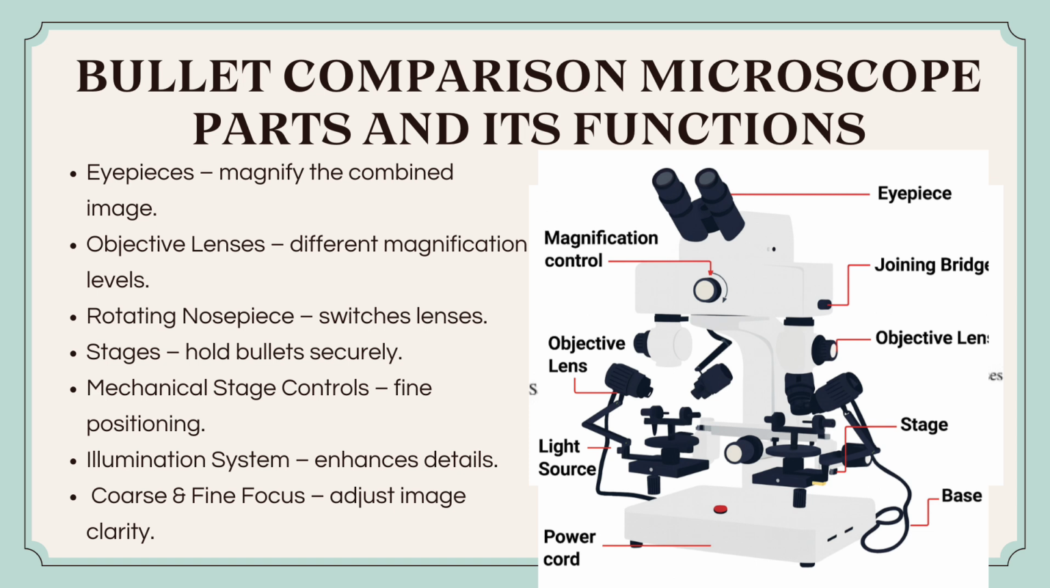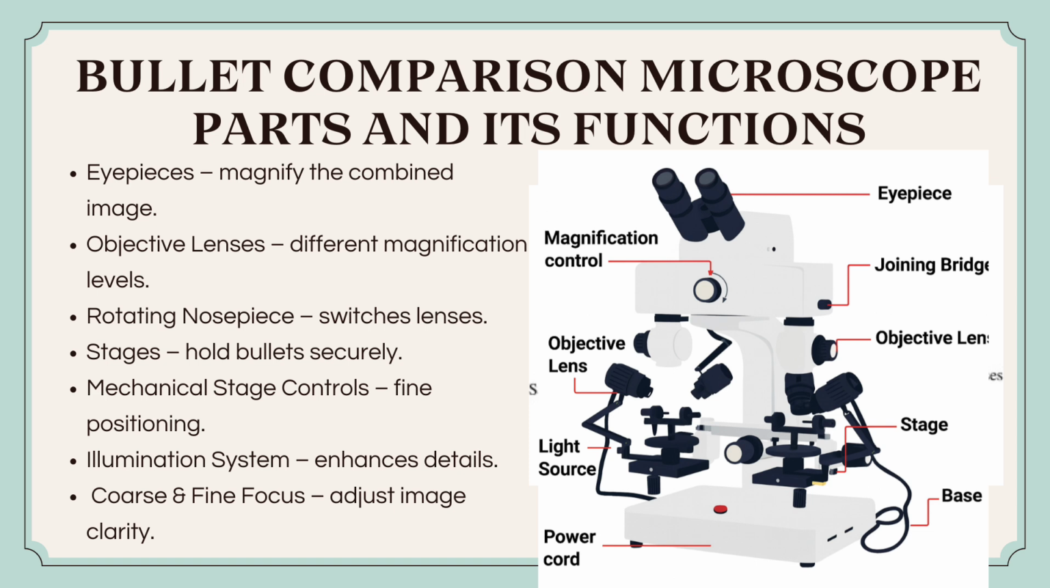Fifth, stages, left and right stages. Each stage holds one bullet or cartridge case and allows it to be moved, rotated, or tilted so that specific markings can be aligned for comparison. Sixth, bullet holders or clamps. The bullet holders secure each bullet or cartridge case firmly in place so that it does not shift while being examined.